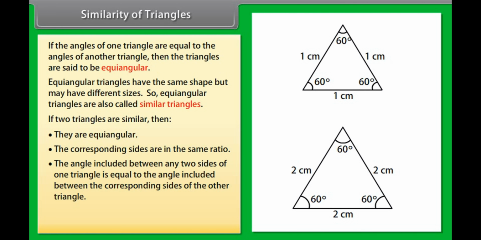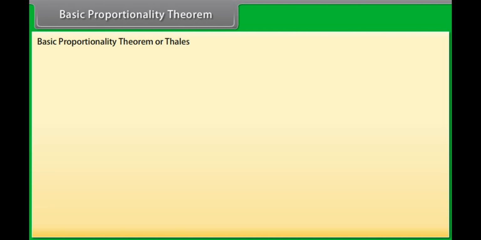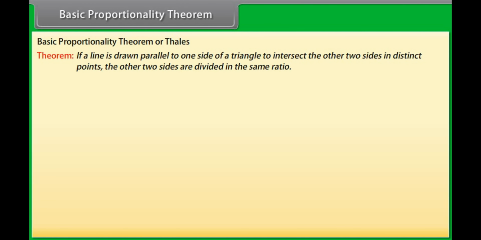The angle included between any two sides of one triangle is equal to the angle included between the corresponding sides of the other triangle. The ratio of any two corresponding sides in two equiangular triangles is always the same. Basic proportionality theorem. Basic proportionality theorem or Thales theorem. If a line is drawn parallel to one side of a triangle to intersect the other two sides in distinct points, the other two sides are divided in the same ratio.